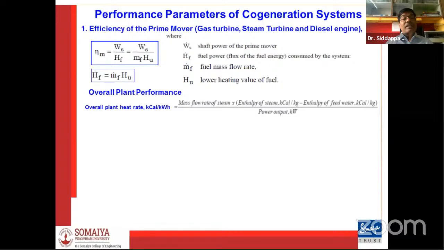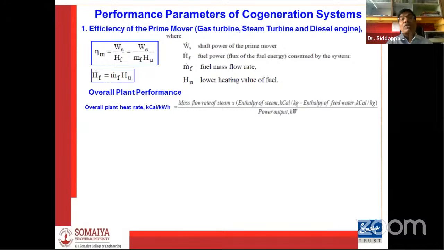The second parameter we are going to discuss is the overall plant performance parameters. One of the terms is the overall plant heat rate. That means how much heat the plant takes in, as input energy, to give its output. If I apply it to the steam power plant, it is the mass flow rate of the steam into the change in enthalpy of the steam, divided by the power output. This will give you the overall plant heat rate.